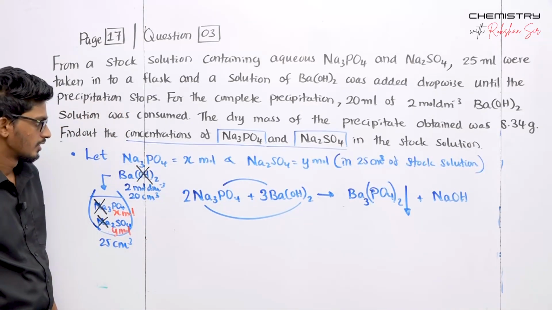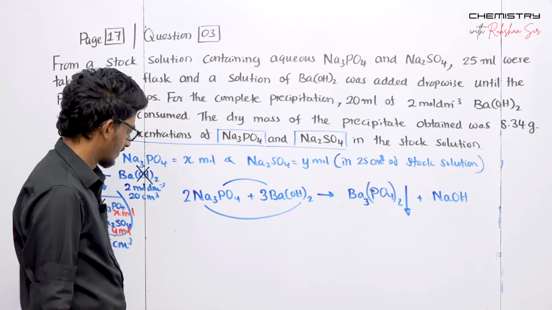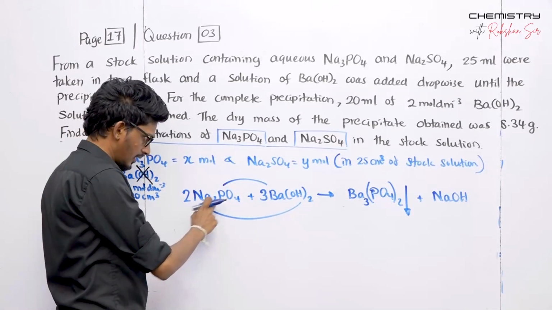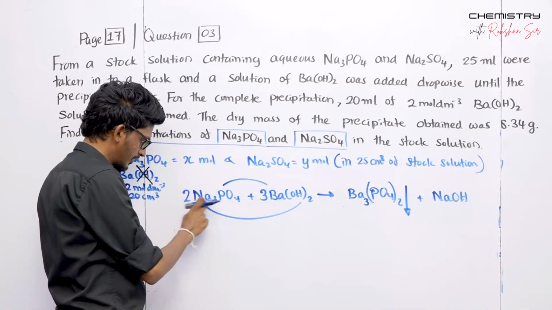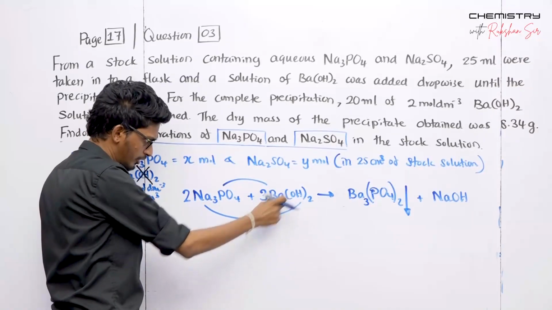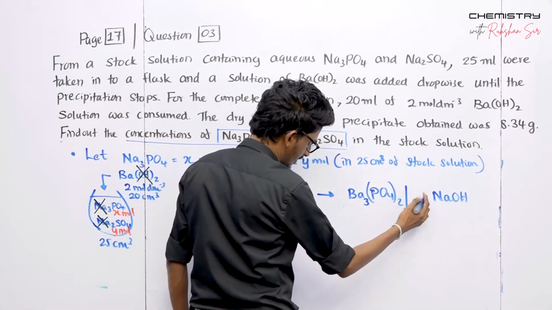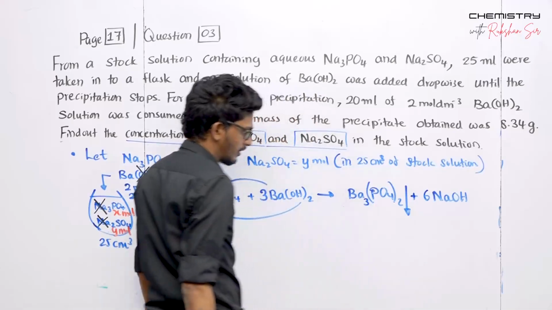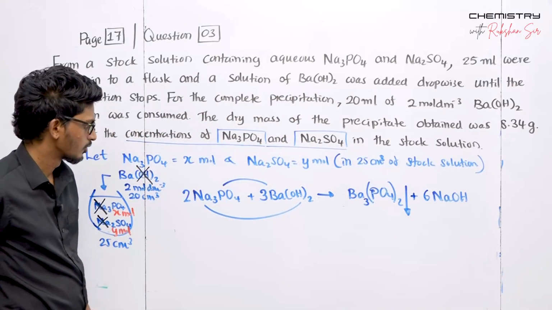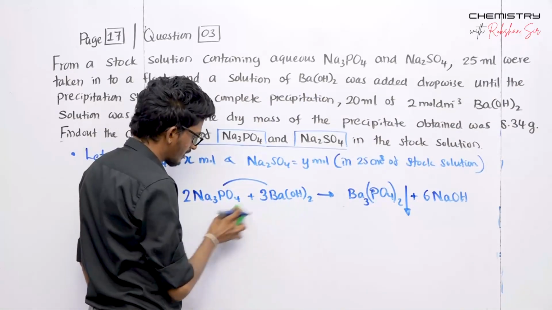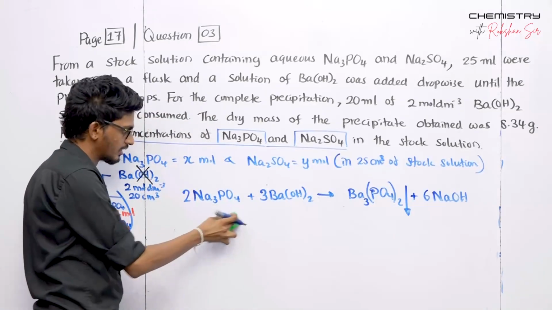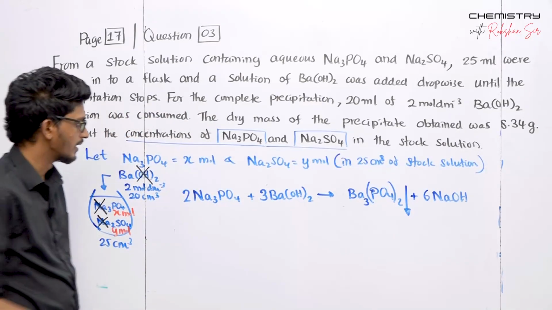To balance the sodium hydroxide, you have 6 of sodium plus ions and 6 of OH minus ions. That means you need to come with 6 of NaOH. So that is the first balanced chemical reaction, the reaction of sodium phosphate with barium hydroxide.